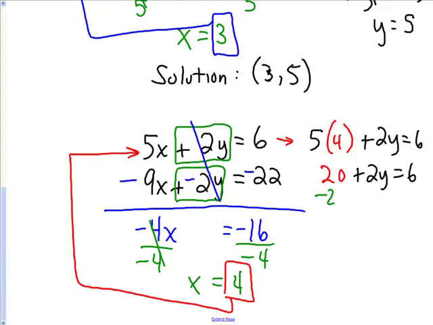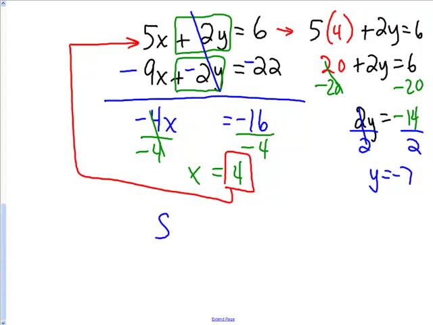Let's subtract 20 from both sides, and we get 2y equals negative 14. And now when we divide both sides by 2, we get y equals negative 7. So our solution here is 4, negative 7.